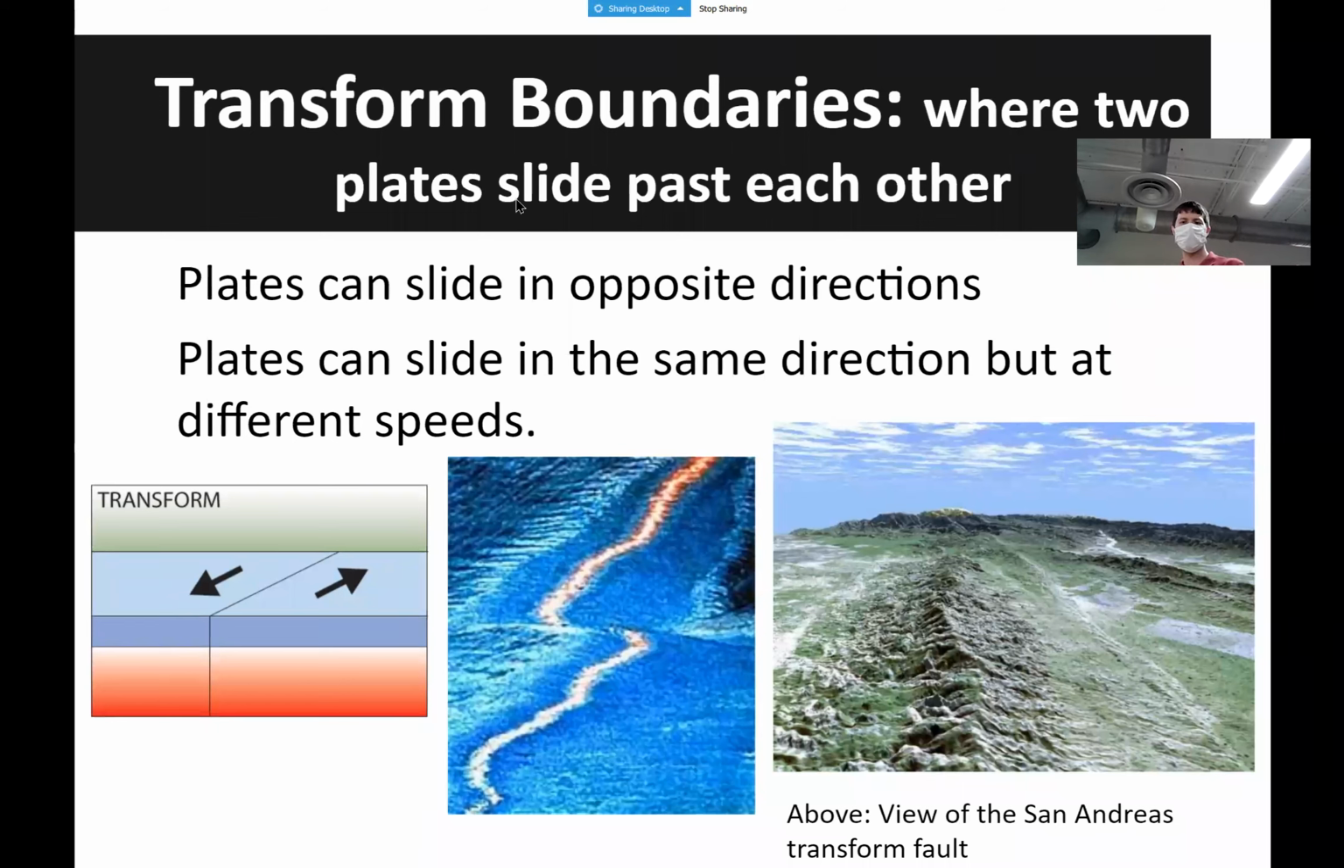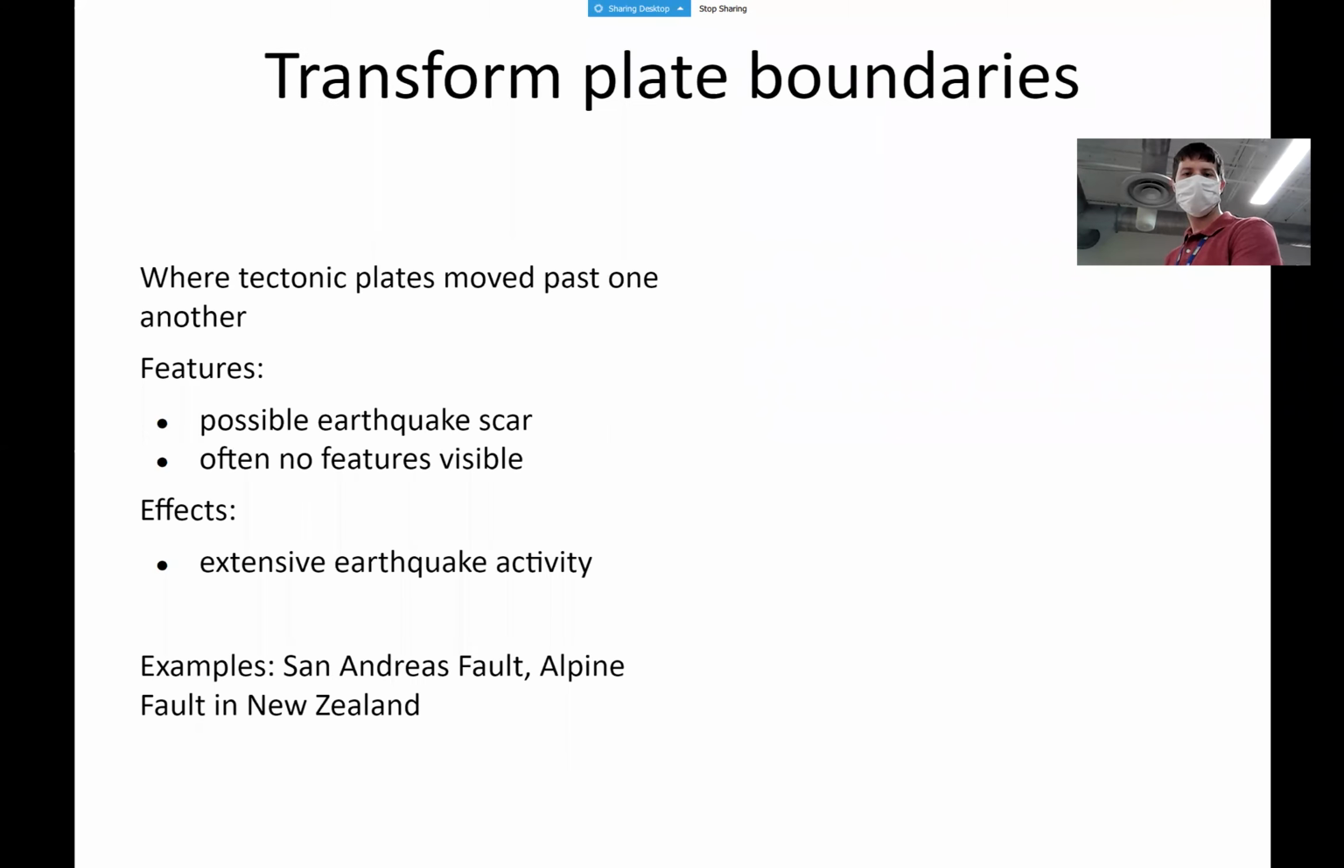That picture in the bottom right, that's the San Andreas Fault. And you can see that those are just lots of rugged hills. That's just the result of the earth rubbing up against each other. And yeah, so that's where the San Andreas Fault is on a map. It's in California.